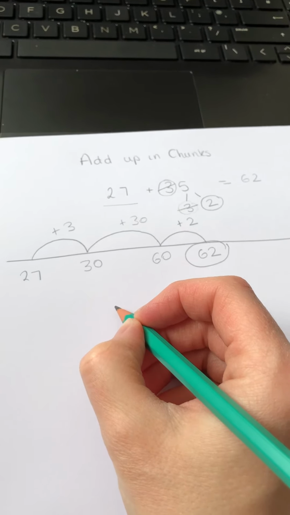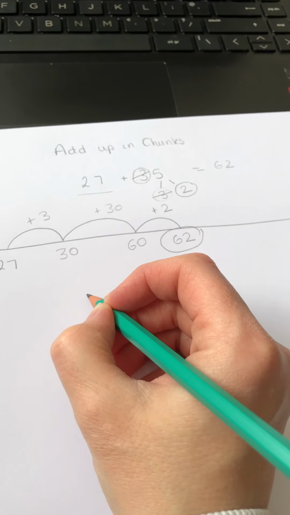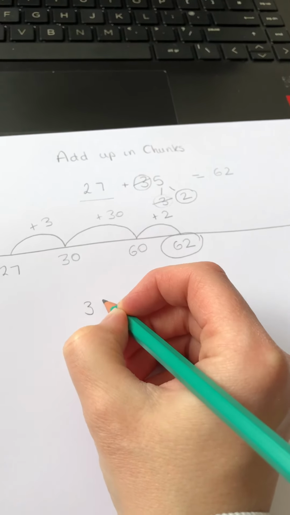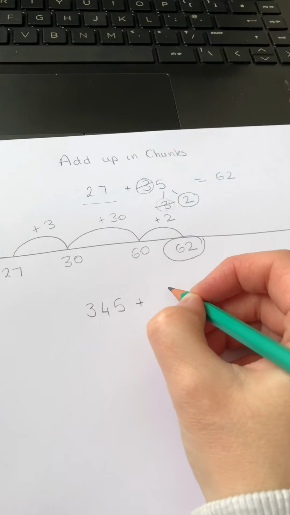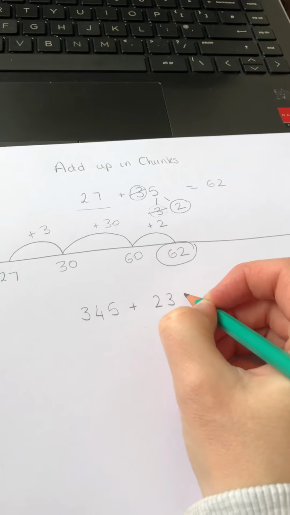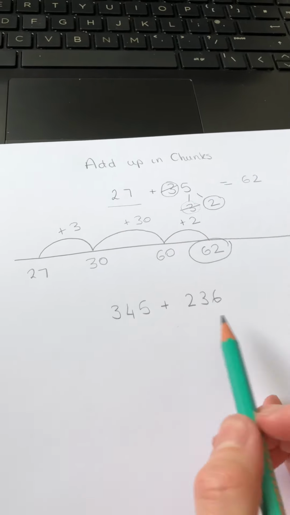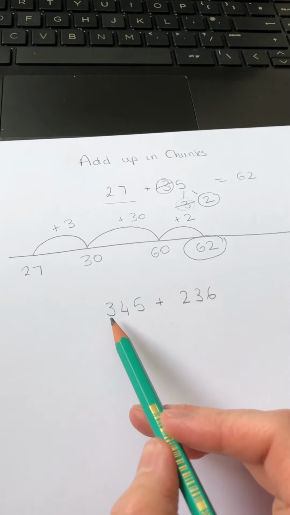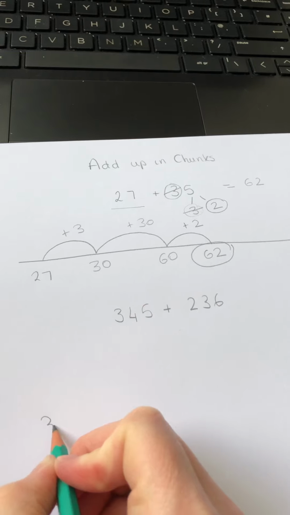So if we go to an example where it's a bigger number, let's say 345 plus 236. Okay, so we're going to add 236 on to the 345. So again, we're going to start at this end of our number line.